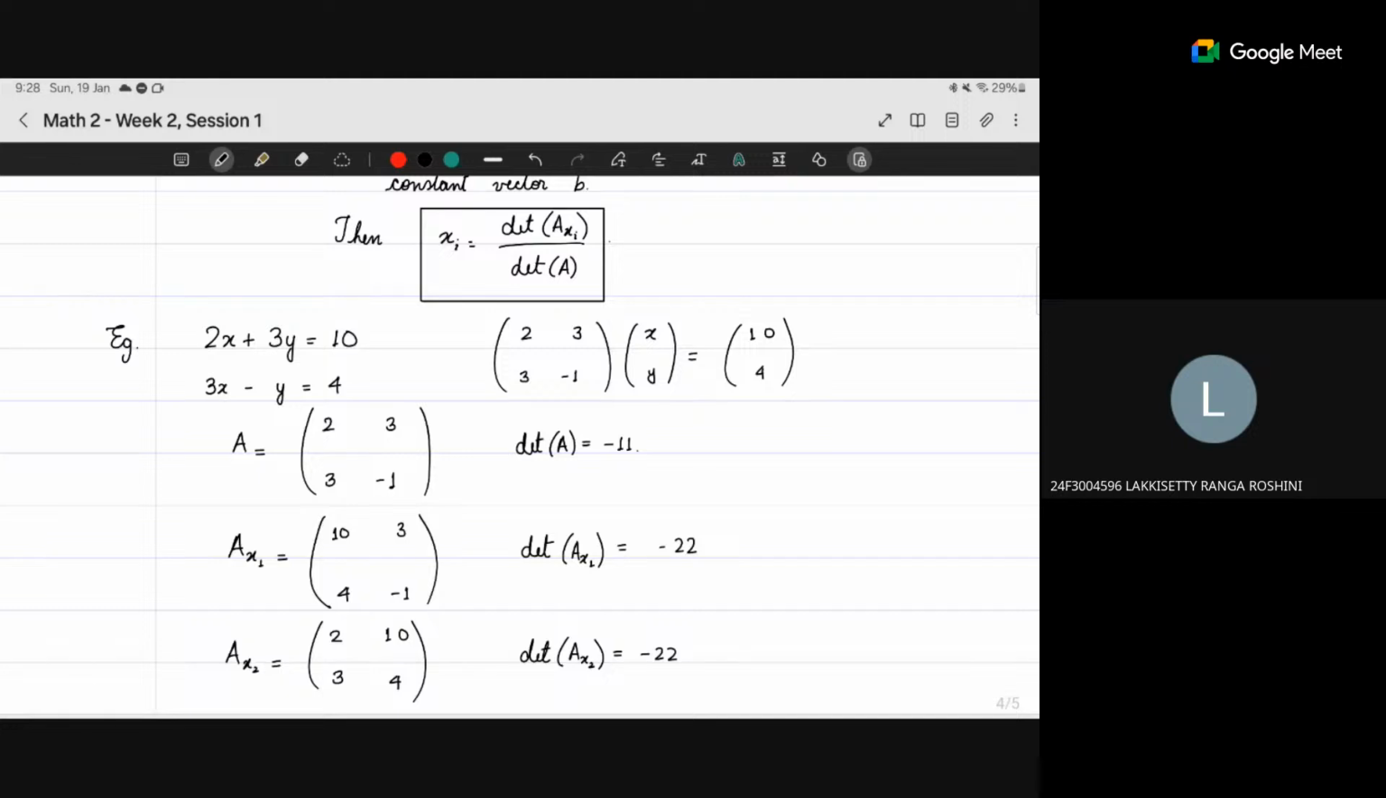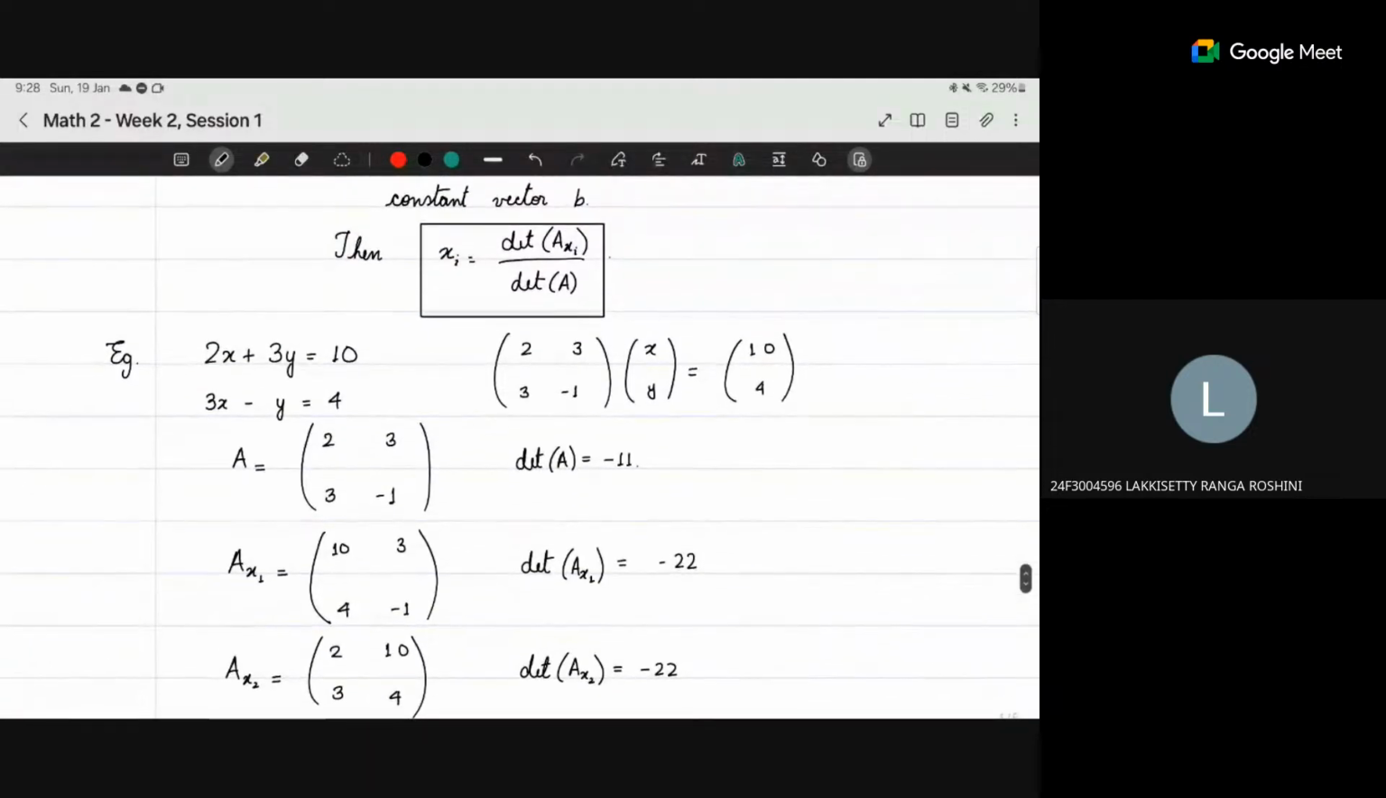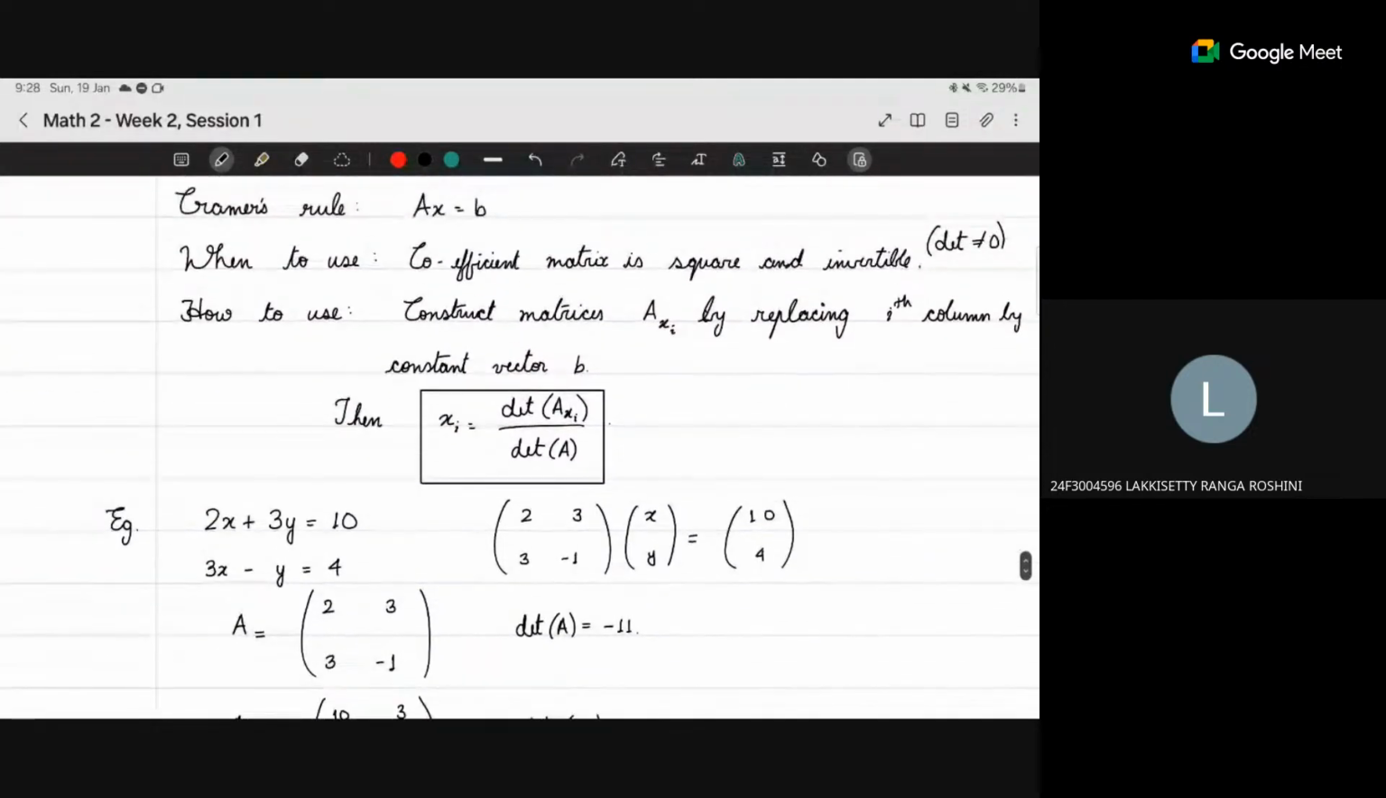Excuse me, what was the other doubt? Why can't we use Cramer's rule to find infinitely many solutions or no solution? As soon as the determinant is non-zero, meaning the square matrix is invertible, it forces a unique solution. Sir, but how to find infinitely many solutions or no solution? That comes with Gaussian elimination, which we'll see in the second session.